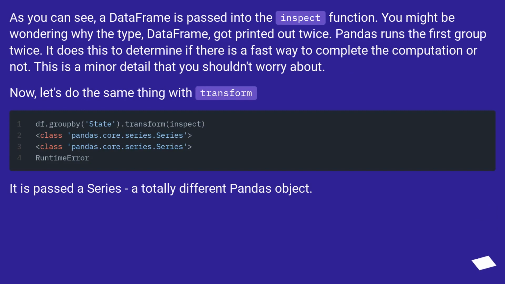As you can see, a data frame is passed into the inspect function. You might be wondering why the type, data frame, got printed out twice. Pandas runs the first group twice. It does this to determine if there is a fast way to complete the computation or not. This is a minor detail that you shouldn't worry about. Now, let's do the same thing with transform. It is passed a series, a totally different pandas object.